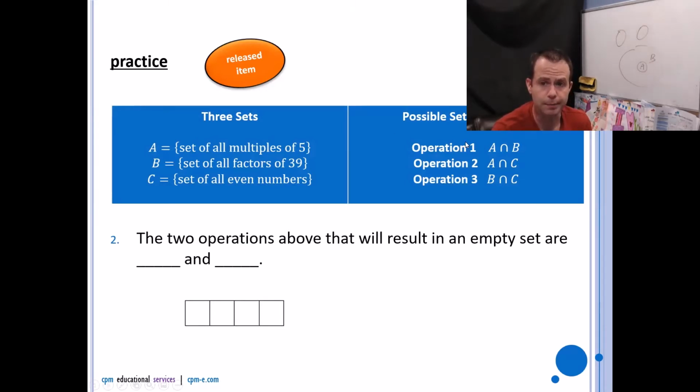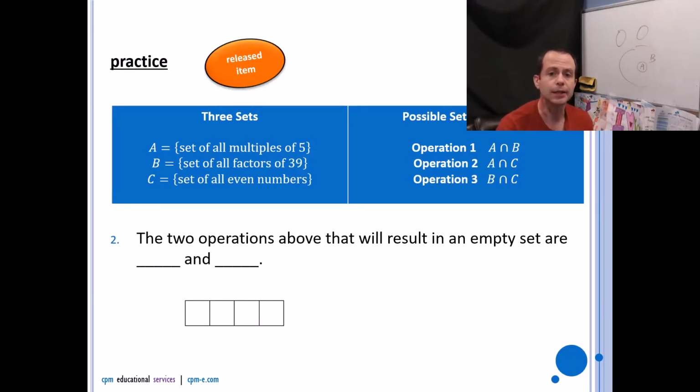Operation 1, empty. Operation 2 is A intersect with C. Can I have an even number that's also a multiple of 5? Yes, I can. 10, 20, 30. All of those would be both even and multiples of 5.